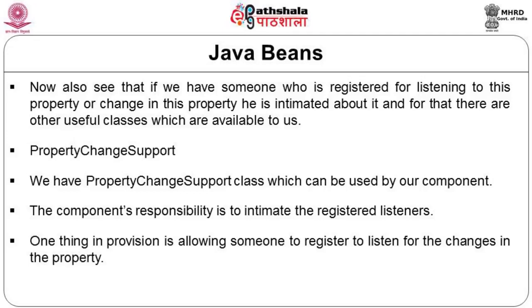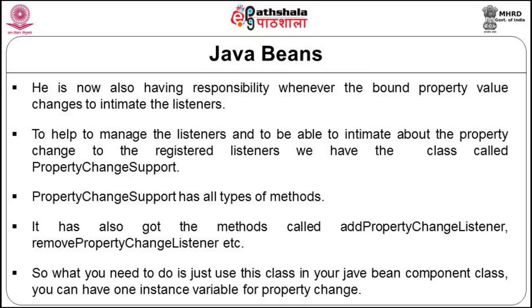One thing it has made a provision for is allowing someone to register to listen for changes in the bound properties. It is not only this; it also has the responsibility that whenever the bound property value changes, it has to let all the listeners know about the change which has taken place. How does it let the listeners know, by invoking a method on the listener? How does it do that?